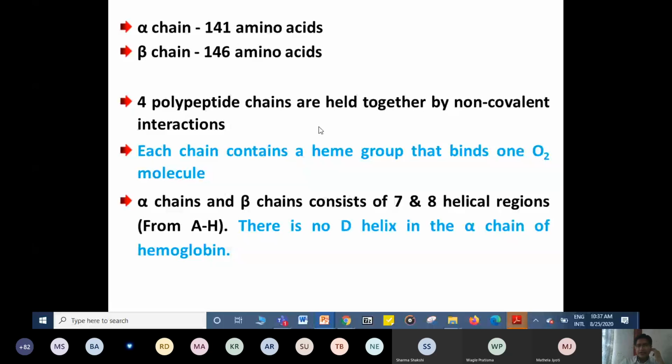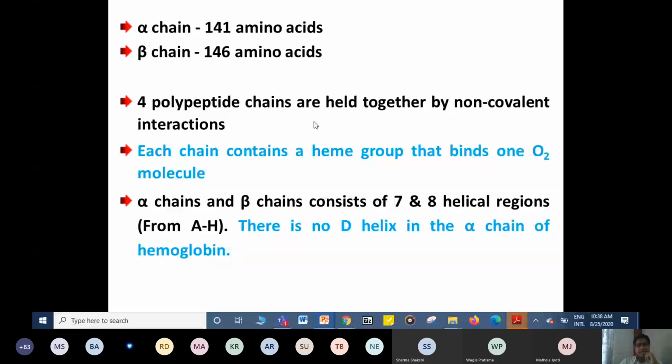The 4 polypeptide chains are held together by non-covalent interactions. You have studied proteins and the structure of proteins. You also know the structure of protein is complex. That's why we study the structure in different hierarchies: primary structure, secondary structure, tertiary structure, and quaternary structure. In myoglobin, you only get primary, secondary and tertiary structure, but not quaternary structure. In quaternary structure you study how the different polypeptide chains are arranged with each other. That is what we are studying here now. The 4 polypeptide chains are held together by non-covalent interactions. That means this is about the quaternary structure.